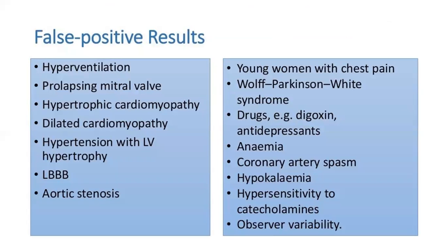Here are the false positive results: hyperventilation, mitral valve prolapse, hypertrophic cardiomyopathy, dilated cardiomyopathy, hypertension with LV hypertrophy, LBBB, aortic stenosis. Young women with chest pain, Wolff-Parkinson-White syndrome, drugs, for example digoxin, antidepressants, anemia, coronary artery spasm, hypokalemia, hypersensitivity to catecholamines, and observer variability.